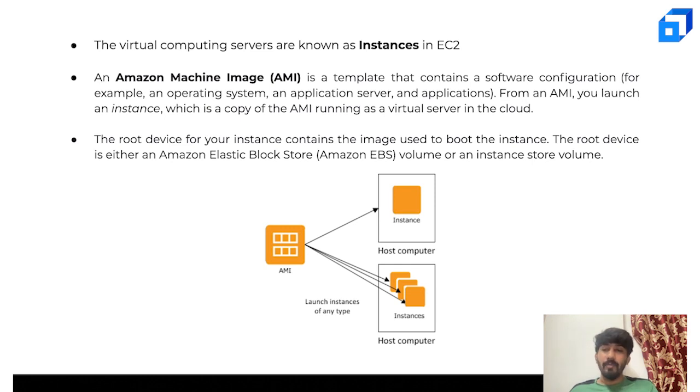Now coming to the next point, the root device for your instance contains the image used to boot the instance. The root device is either an Amazon Elastic Block Store volume or an instance store volume. This is basically the root storage for the instance. An instance store volume is created with the instance itself, whereas Amazon EBS is a separate storage tool in AWS.